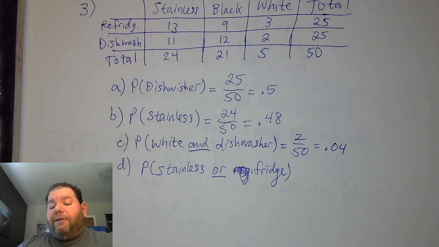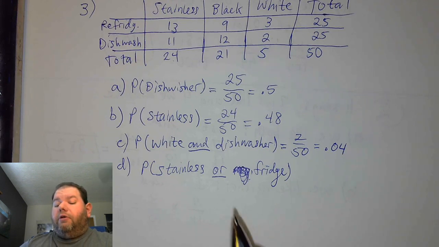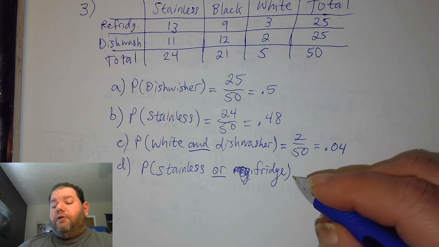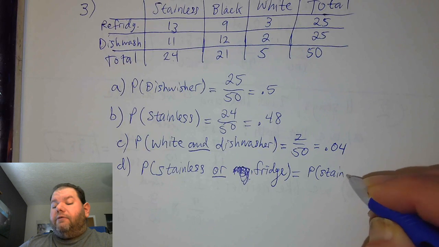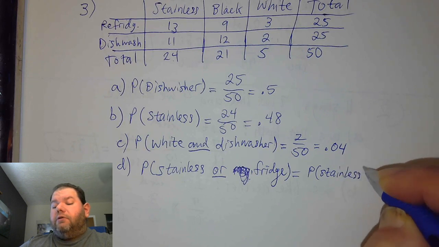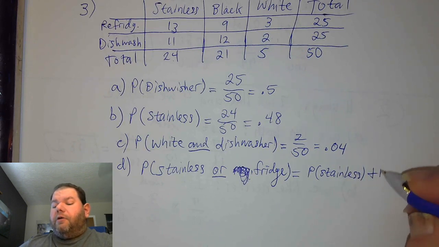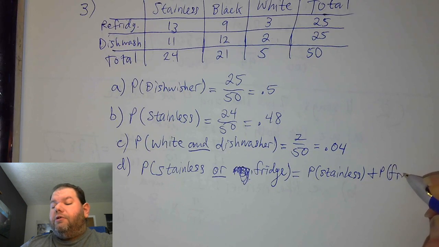Probability that a randomly selected appliance is either stainless steel in color or a refrigerator. Now, with our OR statement, we have to use our addition rule, which is the probability that it is stainless steel plus the probability that it's a fridge minus the probability of both occurring.